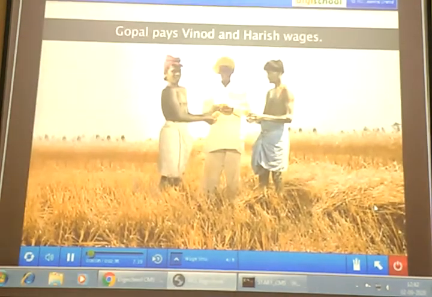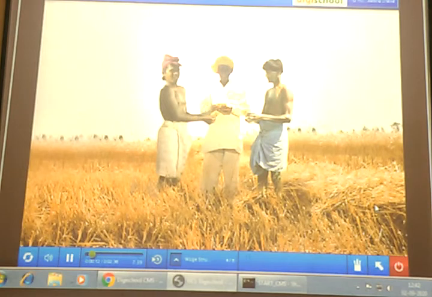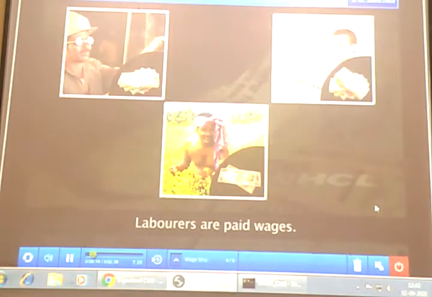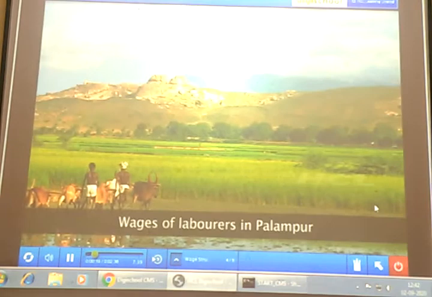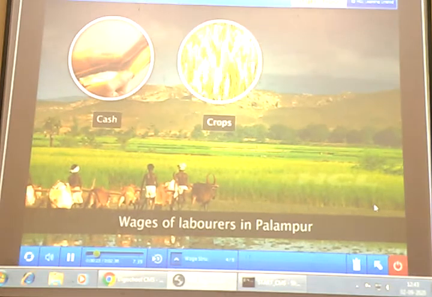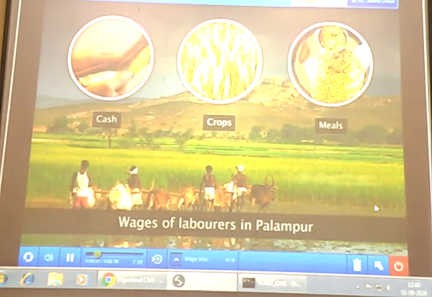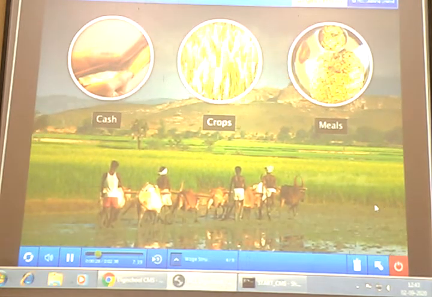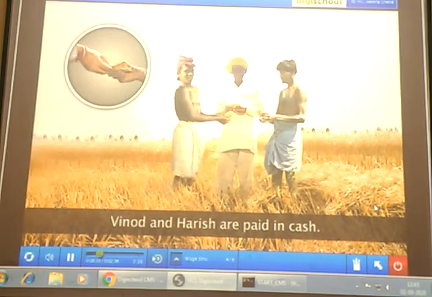Gopal needs to pay Vinod and Harish for working on his farm. This payment is known as wages. In fact, any person who provides labor is paid wages. In Palampur, laborers may be given their wages either in cash or in crops. Sometimes they may be paid in the form of meals as well. Gopal pays Vinod and Harish in cash for the labor they provide.